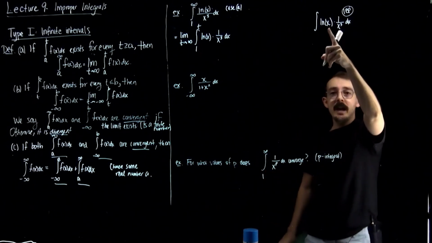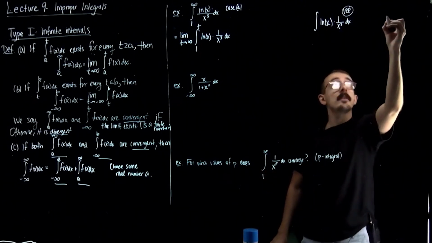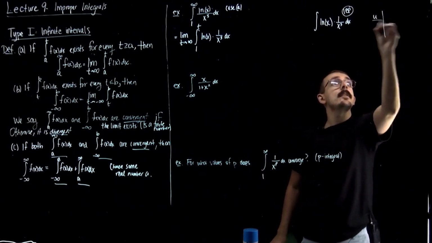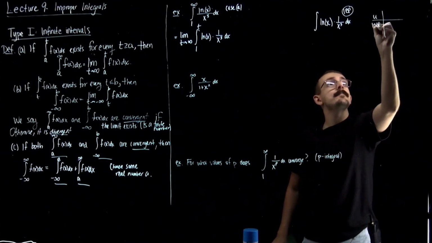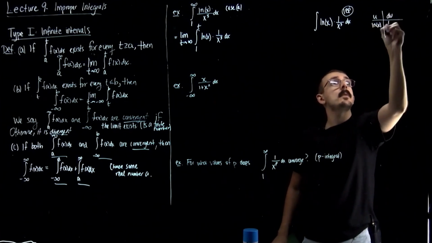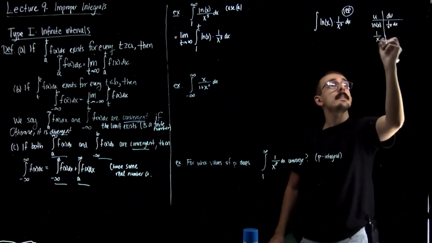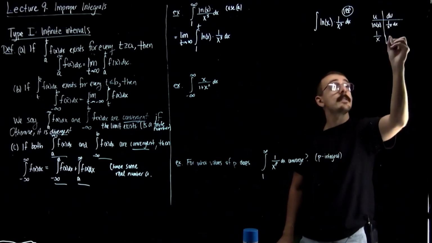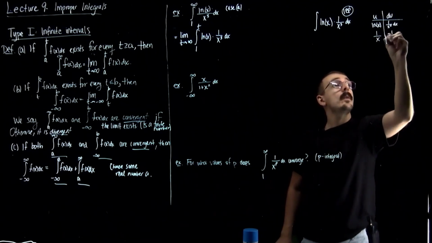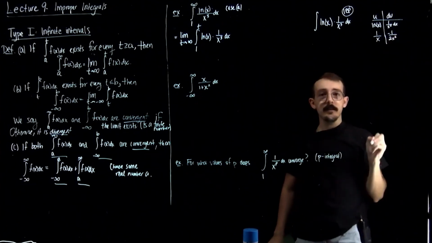And we always pick ln to be u. That's usually our very first choice. So for u, I'm going to choose ln. And for dv, I'm going to choose 1 over x cubed dx. So if I take the derivative of u, I get 1 over x. And the integral of this, if I go backwards, is negative 1 over 2x squared.